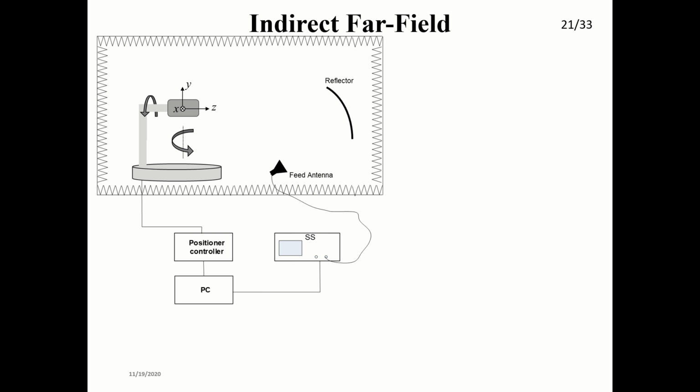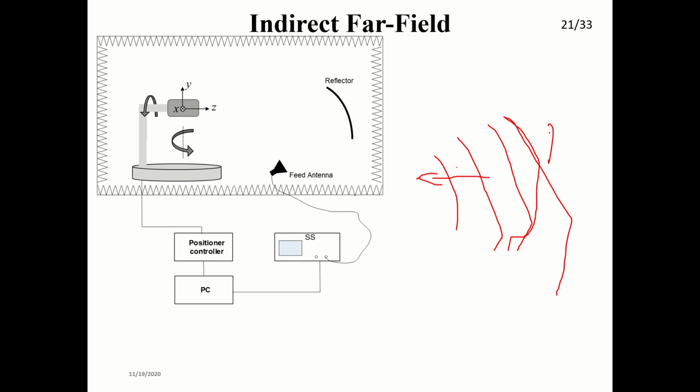Next is indirect far field. It's quite interesting. It comes from the concept of a reflector. You might have seen a parabolic reflector. You will have a feed here, and it will radiate a spherical wave like this. Assume that it is a spherical wave. This is the reflector, and you are sending this.